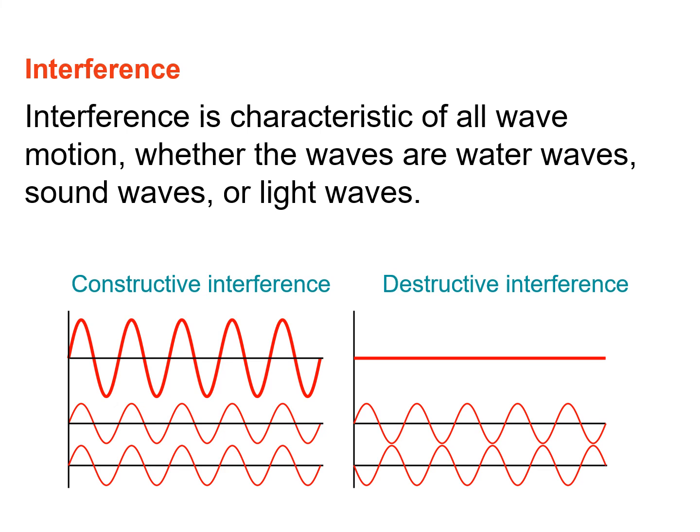So as I said, interference is a characteristic of all waves. We will see it when we look at sound waves in a later unit and light waves in a unit after that. Interference occurs in all types of waves, and you can have constructive interference where the two waves overlap in phase, or destructive interference where they are out of phase.